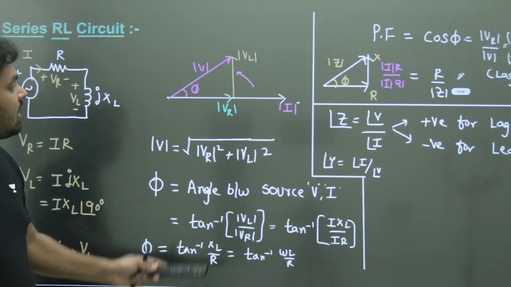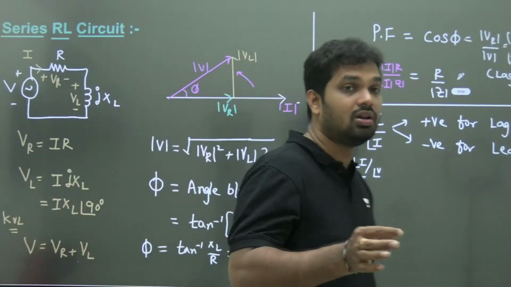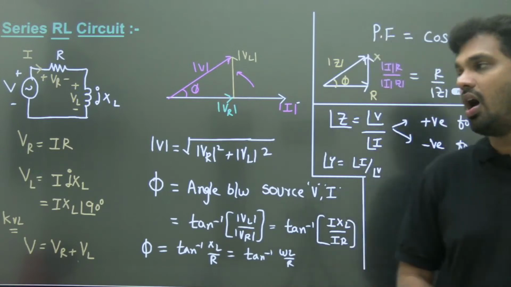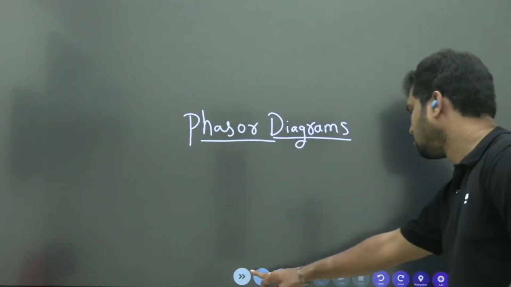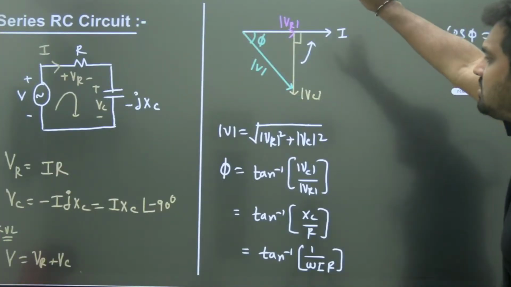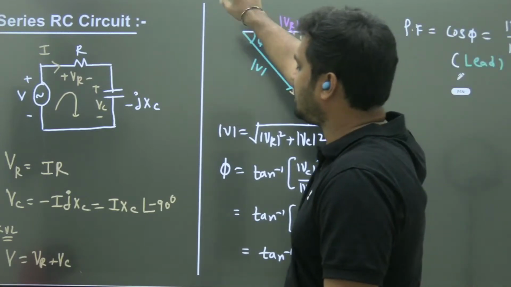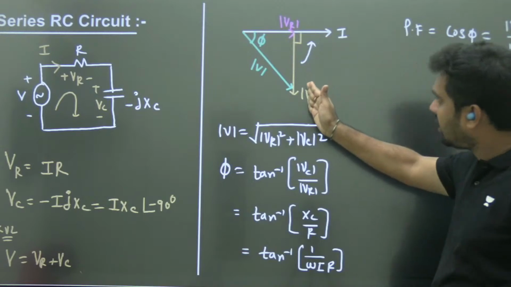If current is going more than voltage, V by I angle is negative, then it is called leading power factor that you get for RC circuit like this. I will show you. So you can see RC circuit also same analysis, but VC equal to minus IJXC or IXC angle minus 90 degrees. So ये उल्टा आ रहा है, ठीक है?